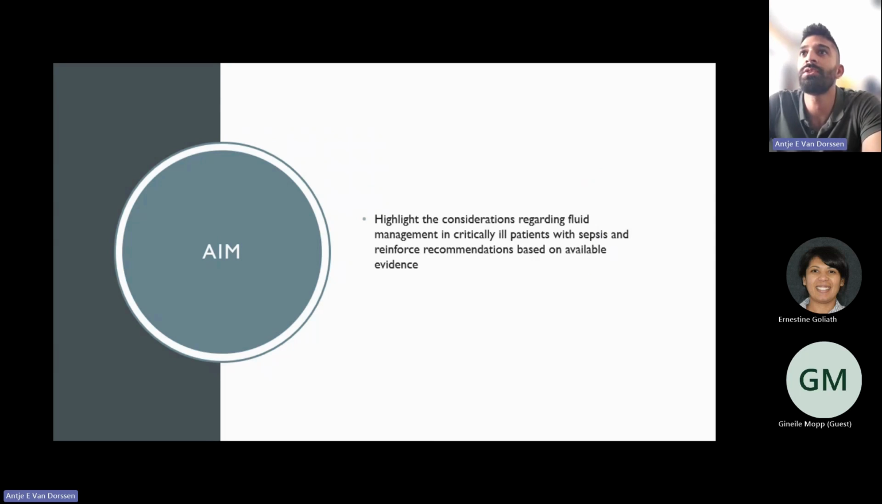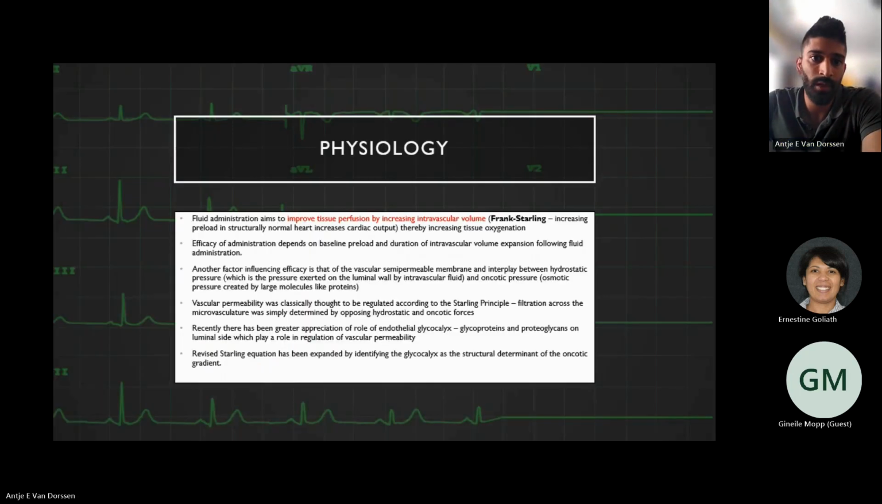So the aim of my talk is basically to highlight considerations regarding fluid management in critically ill patients with sepsis and to reinforce some recommendations based on the available evidence.